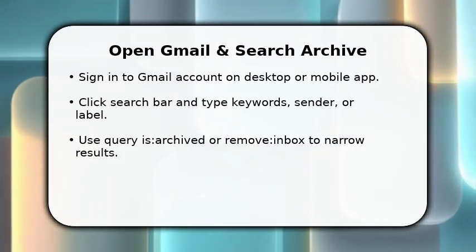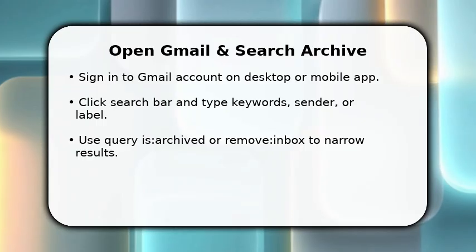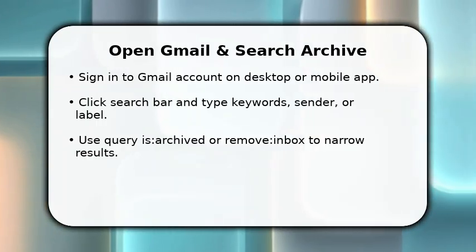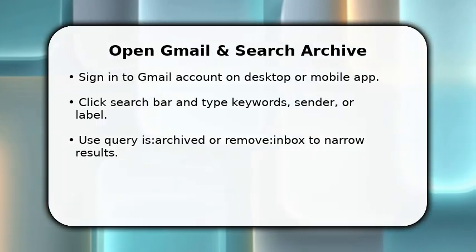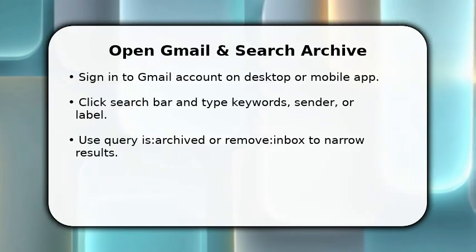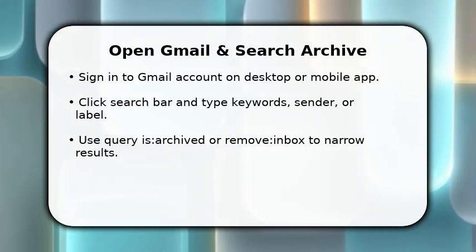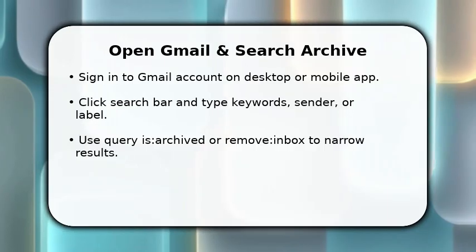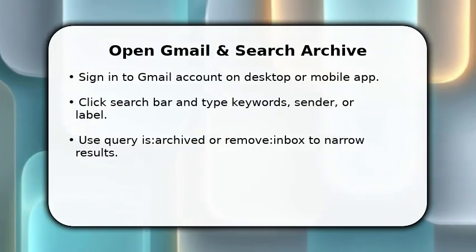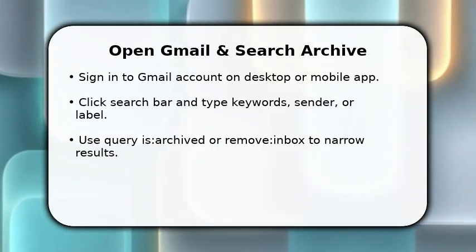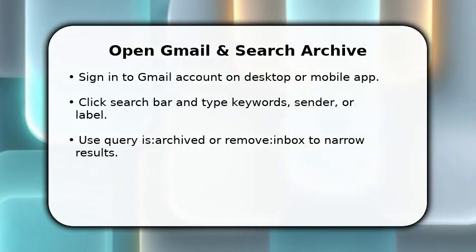Begin by using the search bar at the top. Type a clear keyword, sender name, or subject phrase to narrow results. Once done, add a Gmail search operator like in:anywhere, or remove -in:inbox to include archived messages. Make sure to press enter or tap search so Gmail runs the filter across all folders.